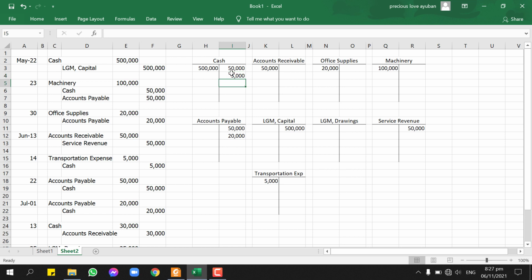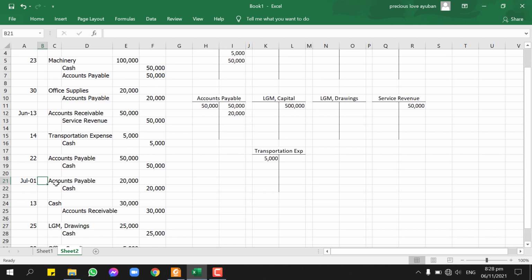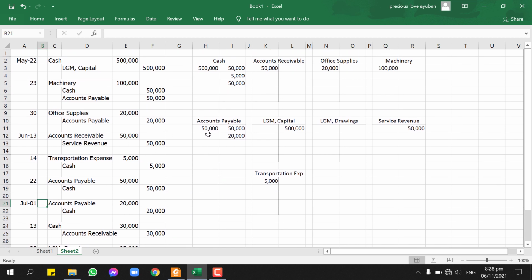June 22, accounts payable, debit, 50,000. And then, sana yan? Eto, cash of 50,000, credit. Next, July 1, accounts payable, debit, 20,000. And then, meron tayong cash na 20,000 on credit.